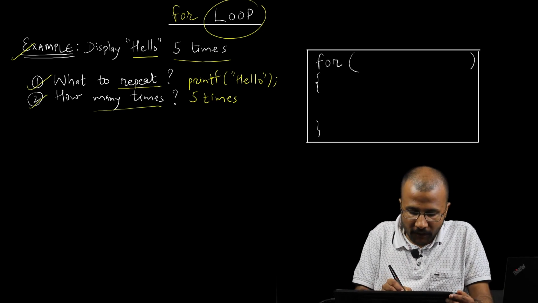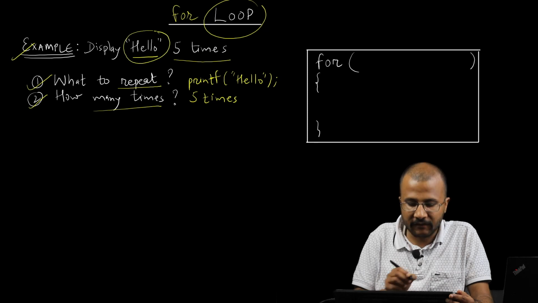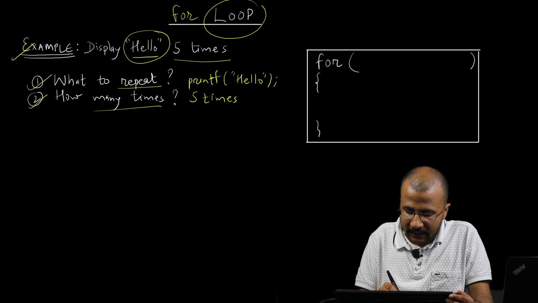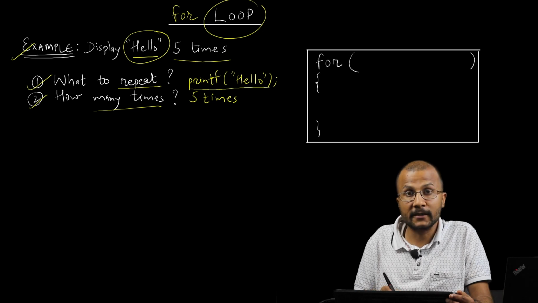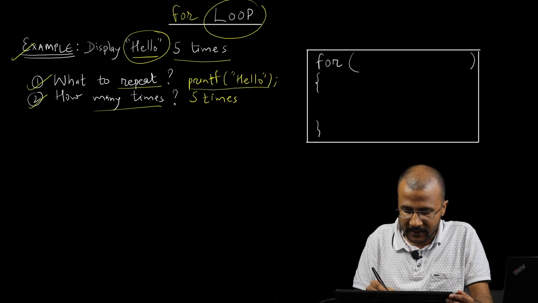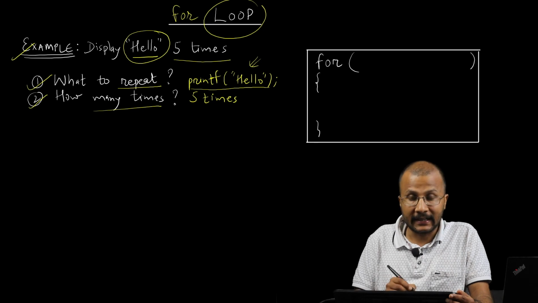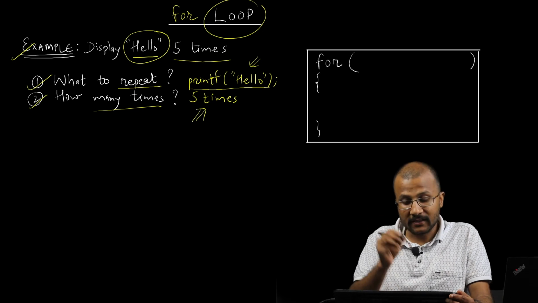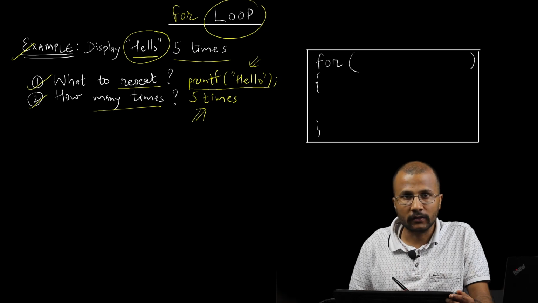So in the case of displaying hello on the screen 5 times, the statement that I need to repeat is printing hello on the screen, that is printf hello. This is the statement that is to be repeated, and this statement has to be repeated 5 times. Now let's look at the syntax of the for loop.